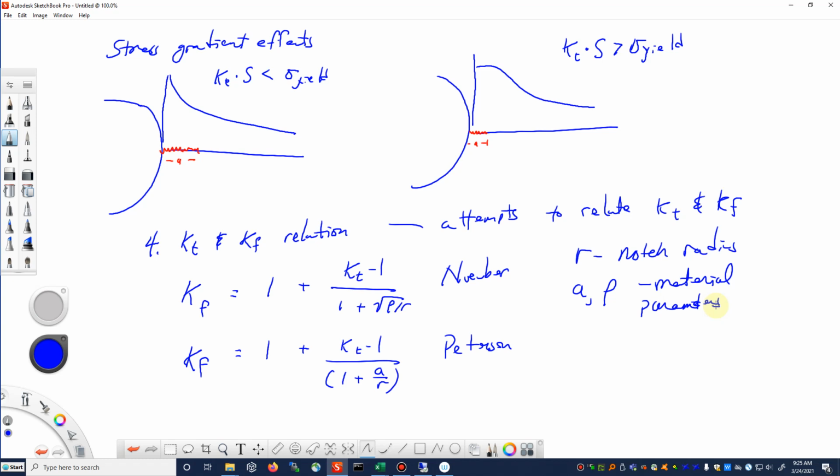There's been some attempt to relate these material parameters to the grain size near the notch. It's kind of a vague relationship, but it's been done. So there are some formulas that relate Kf to Kt. What does it turn out to be? Well, Kf is a little bit less than Kt. It also incorporates the notch size through the notch radius, how sharp it is, and then, like I said, these material parameters.